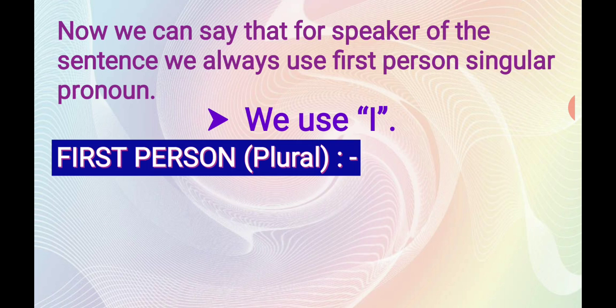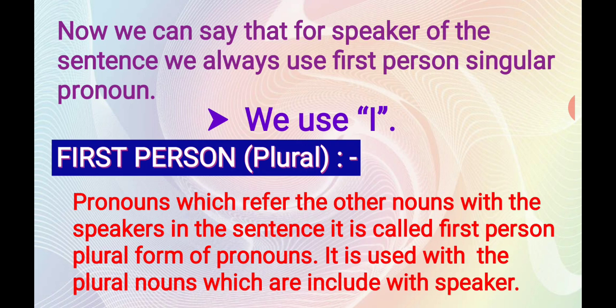Now we are going to start the first person plural. What is the first person plural pronoun? A pronoun which refers to other nouns along with the speaker in the sentence is called the first person plural form of pronouns. It is used with plural nouns which include the speaker. Have you remembered the example of Shaurya? Right? So, who is the speaker? Who is the listener? And who is the third person?